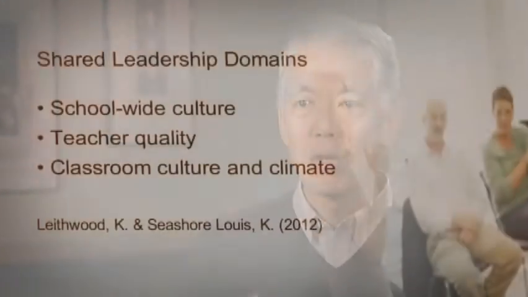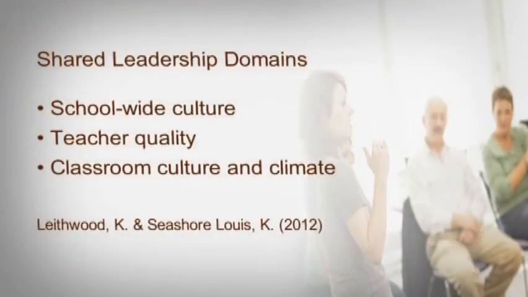Now, if you look at the leadership literature right now, there's some great work coming out of the University of Toronto and other places. If you look at leadership, the three places where they have the most effect on maximizing student outcomes, it's about school-wide culture for one area, the second one is teacher quality, and the third one is classroom culture or climate. Those are the three domains that leadership has the biggest influence on student outcomes. And so that distributed leadership that I just mentioned really has to focus on those three domains because that's where we have the biggest possibility of influence on kid outcomes.